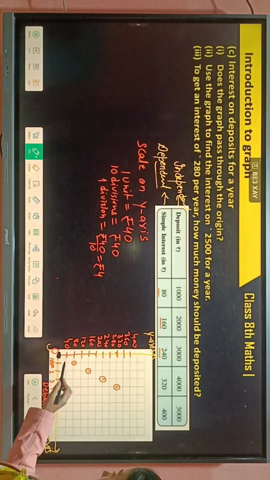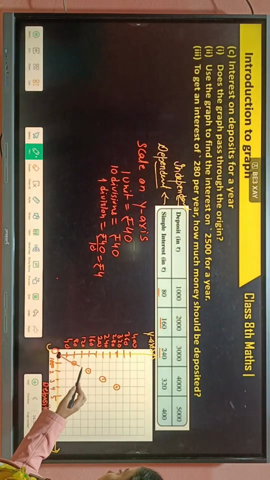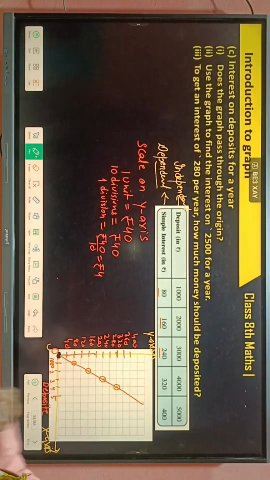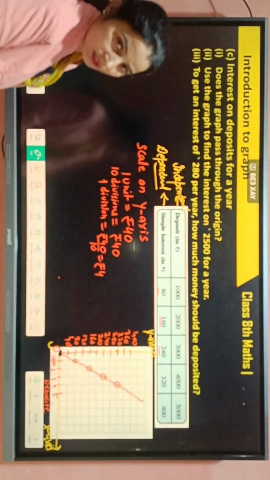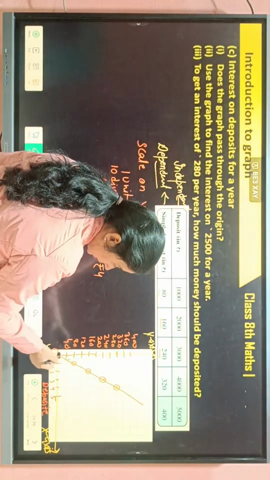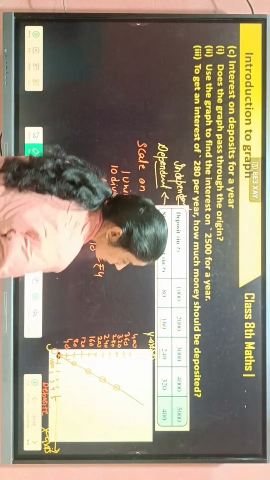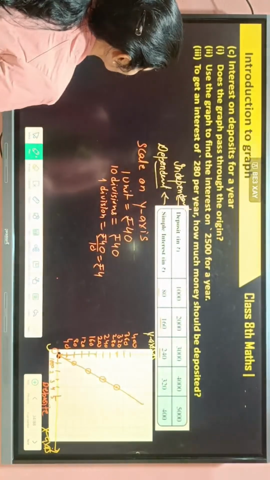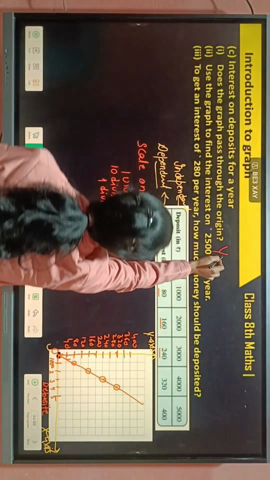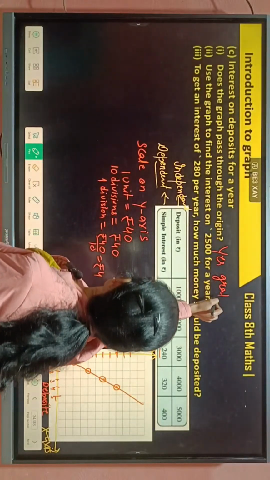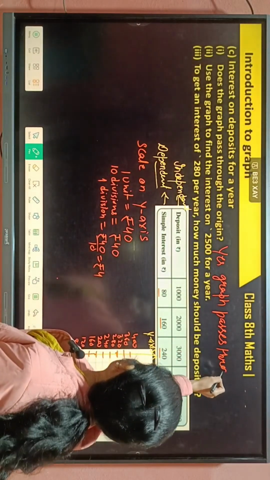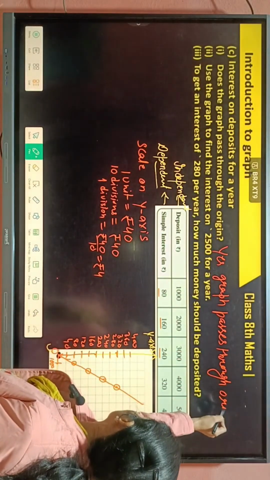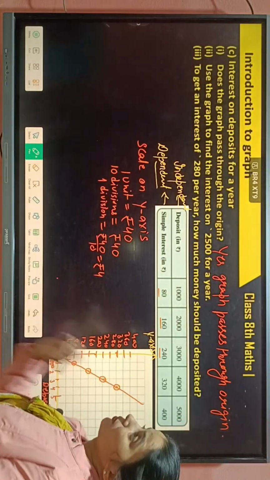Now join these points with the help of one line. Now read out what the first part is. Does the graph pass through the origin? Yes. If you extend it, then it is passing through the origin. So the first part answer will be yes. The graph passes through the origin.